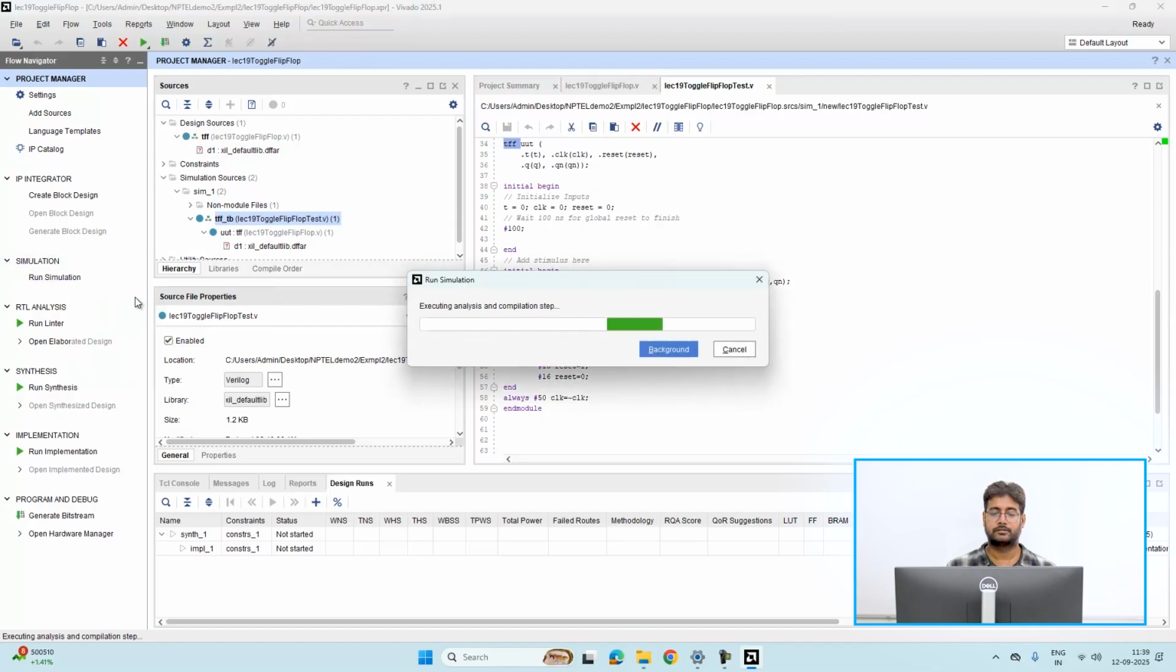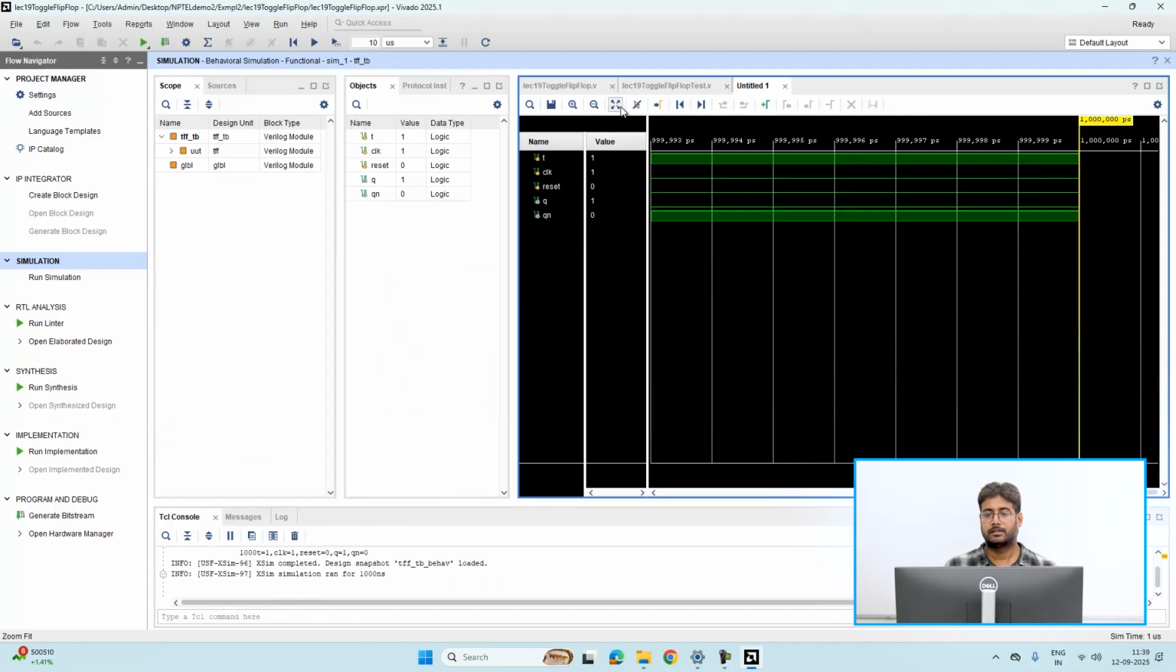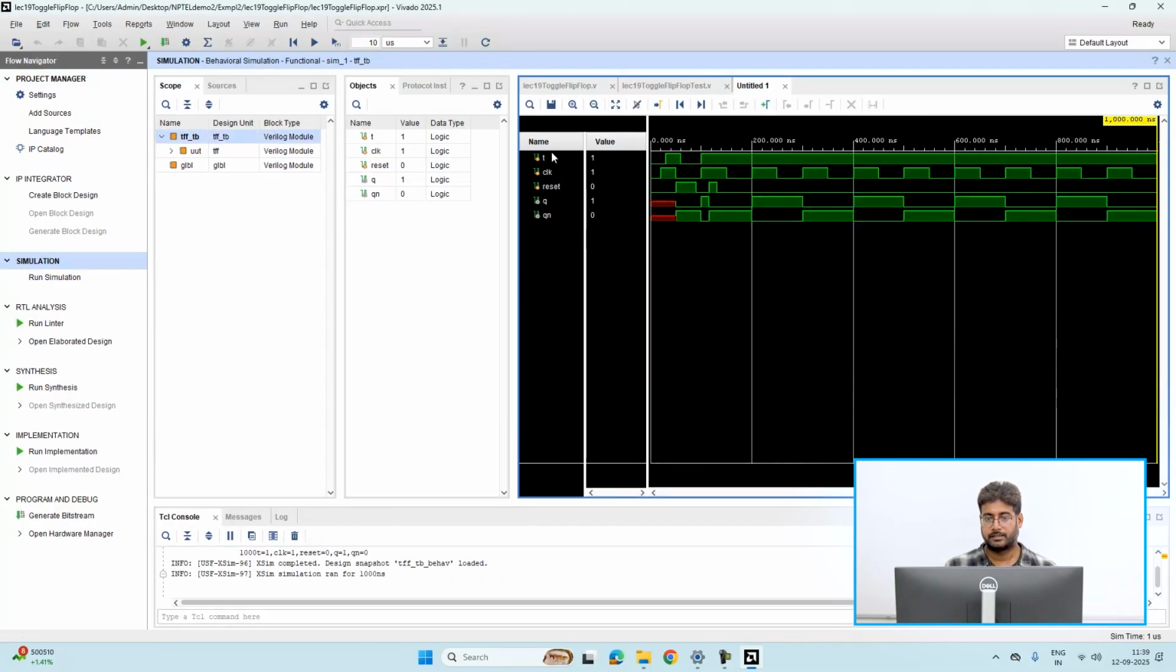Run the simulation. In the waveform window, here T is the input, clock is the clock signal, reset signal, Q and Qn are the outputs. So we can see here that when reset is high at this point, Q output becomes equal to 0.